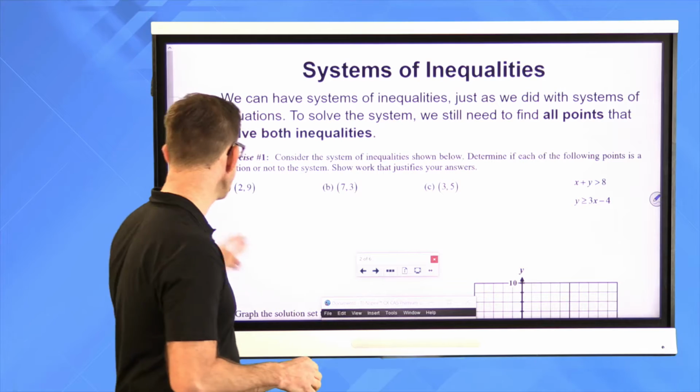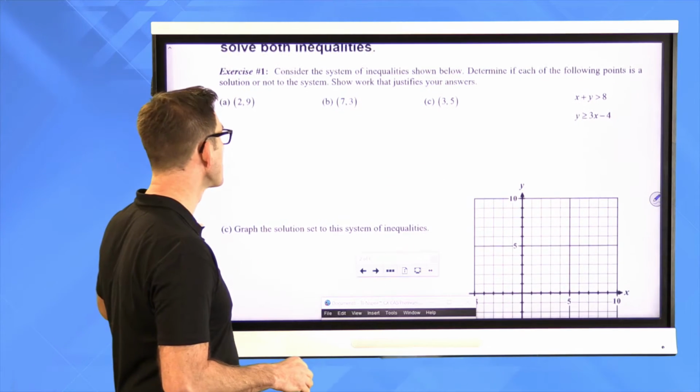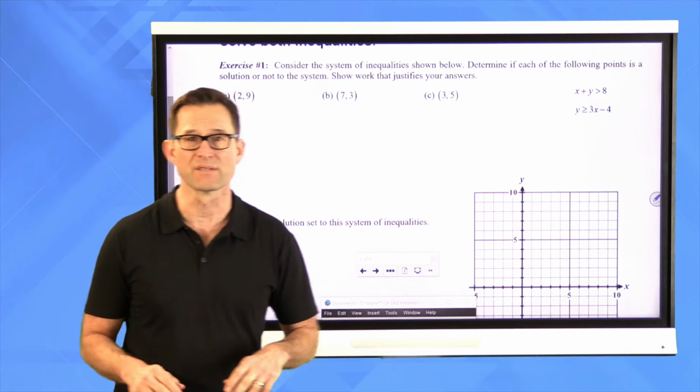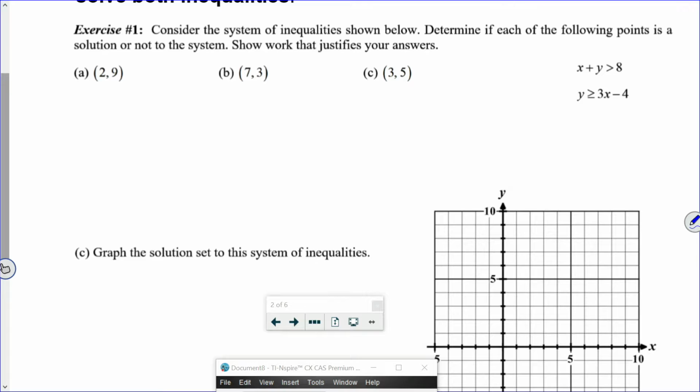So let's start with exercise number 1 with kind of a basic inequality system. Exercise number 1. Consider the system of inequalities shown below. That system is x plus y is greater than 8, and y is greater than or equal to 3x minus 4. Determine if each of the following points is a solution or not to the system. Show work that justifies your answers.